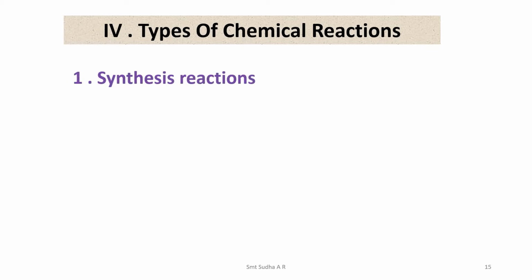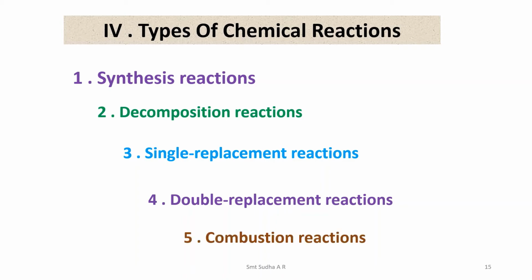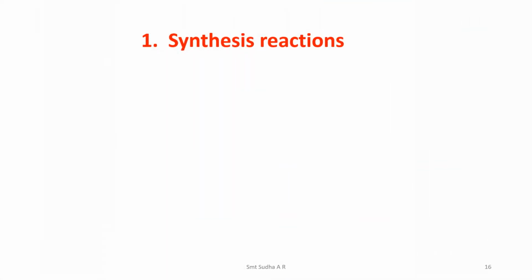Next, in the types of chemical reactions, the first reaction is synthesis reaction, the second one is decomposition reaction, the third one is single replacement reaction, the fourth is double replacement reaction, and the fifth one is the combustion reaction. Let us discuss them one by one.